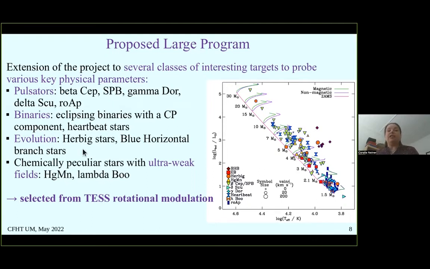We looked at various stages of evolution, for example, pre-main sequence stars, Be stars, but also more evolved stars like blue horizontal branch stars. And finally, we look at stars that show chemical peculiarity, but that do not have obviously a magnetic field, such as mercury-manganese stars and lambda Boo stars. In these stars, we think that there may be ultra-weak fields. And all our targets that you see on the HR diagram on the right have been selected thanks to the TESS data. We took the stars that show rotational modulation to get very good candidates.